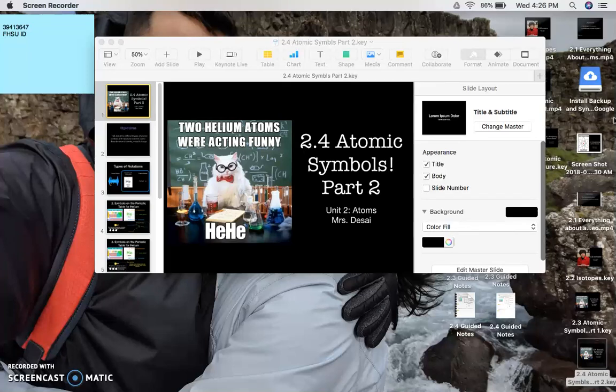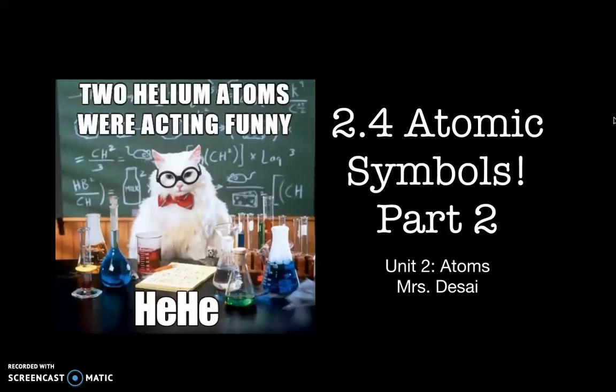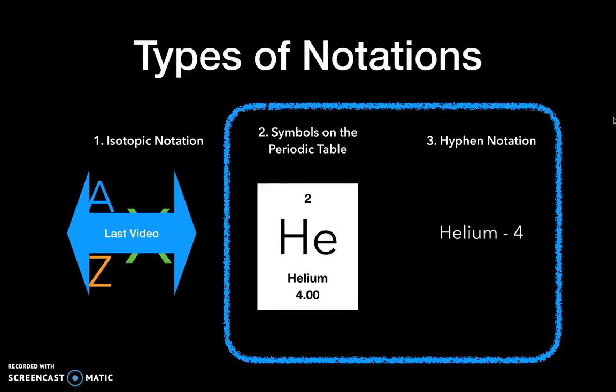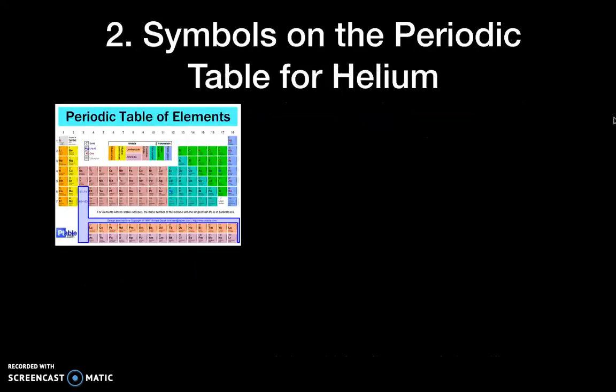This is our 2.4 Atomic Symbols Part 2 video. So our objectives for this video is to still talk about the different types of atomic symbols and notation scientists use in order to describe an atom's identity, mass, and charge. So in our last video, we talked about isotopic notation. In this video, we're going to focus on symbols on the periodic table and on hyphen notation. So let's start by talking about elements on the periodic table.